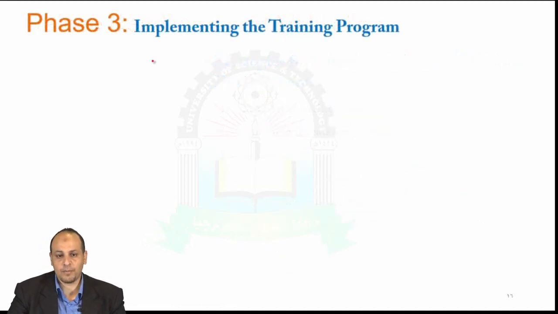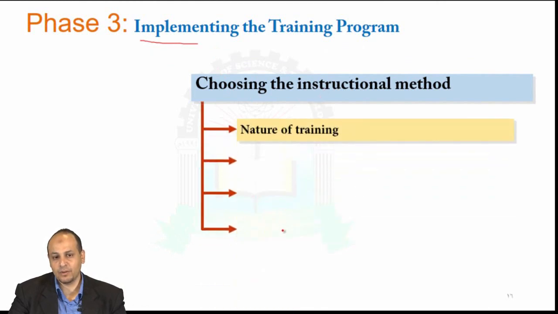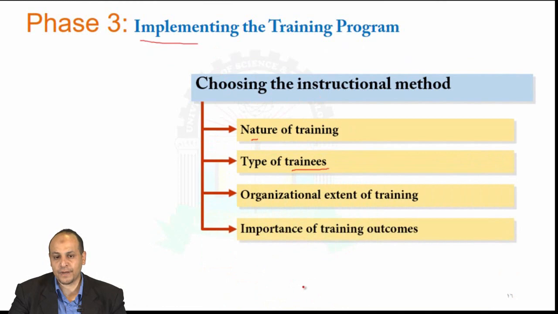Phase number 3, implementing the training program, which is the action stage. As we start conducting the training program now, we need to choose the instruction and method. For example, the nature of training, the type of trainees, the organizational context of training, and the importance of training outcomes. So these are issues to consider as we choose the method of instruction.